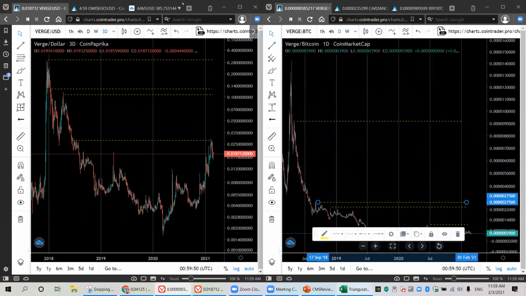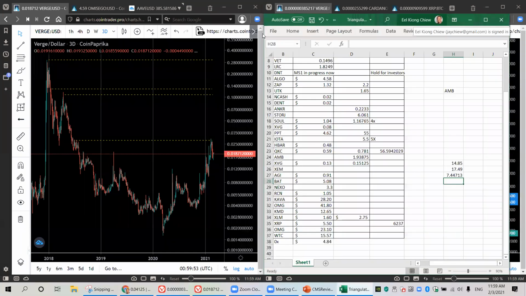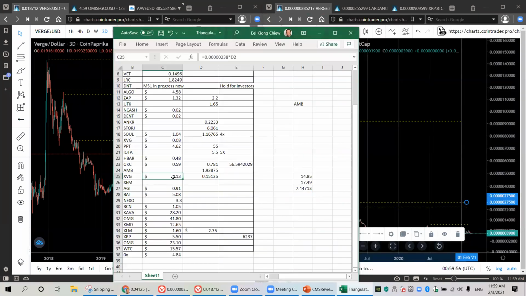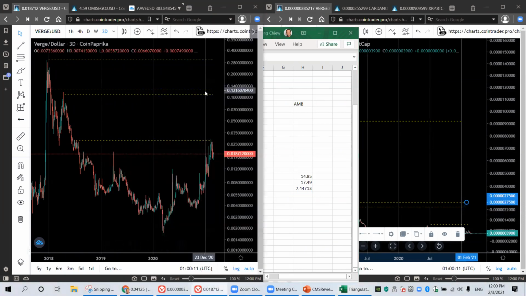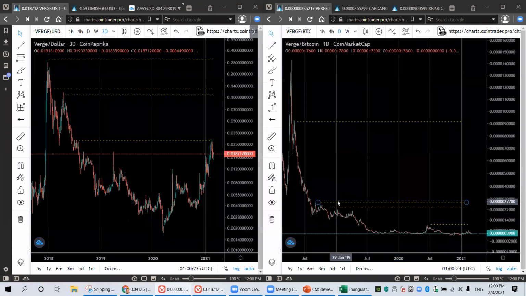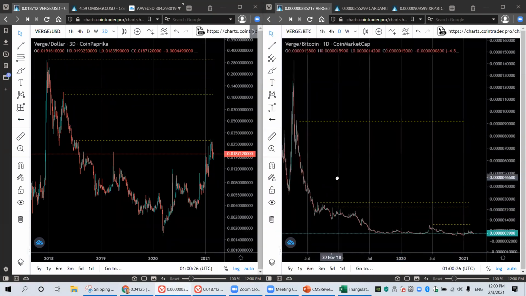So the first one, I think, is the triangulation on Verge. I'm sure I've done it somewhere here. What's this number? Yeah, 238. That's the lower one, I think. So 238 to 13 cents, which is here, right? 13 cents is here. So I think you can almost be sure that it's going to hit that. Now anywhere above this is anyone's guess.